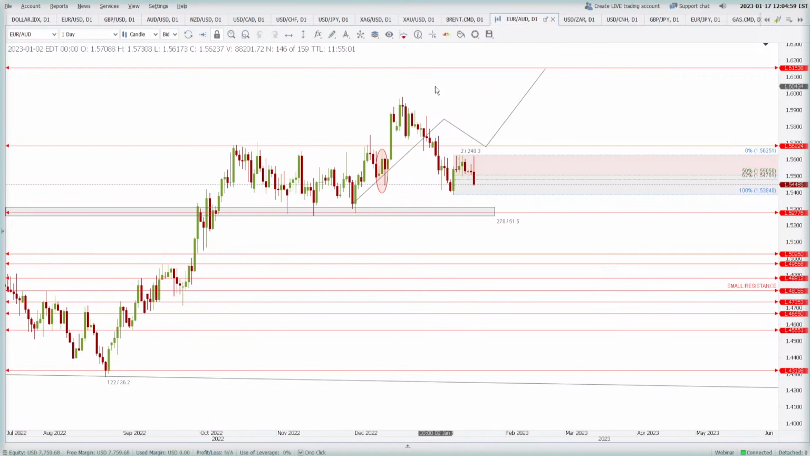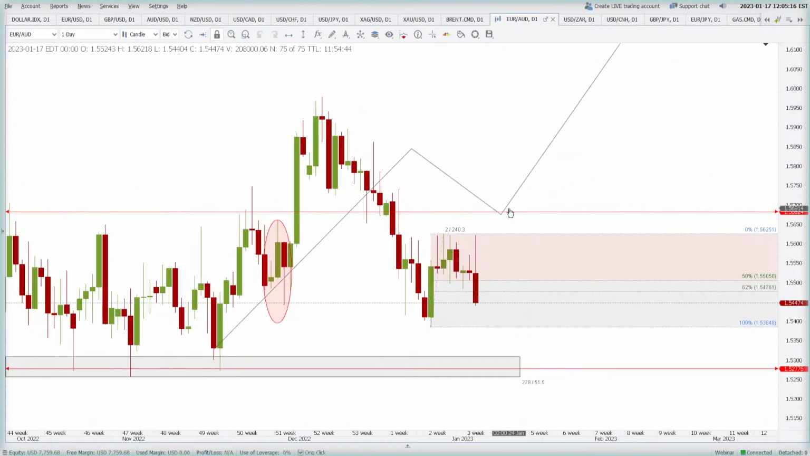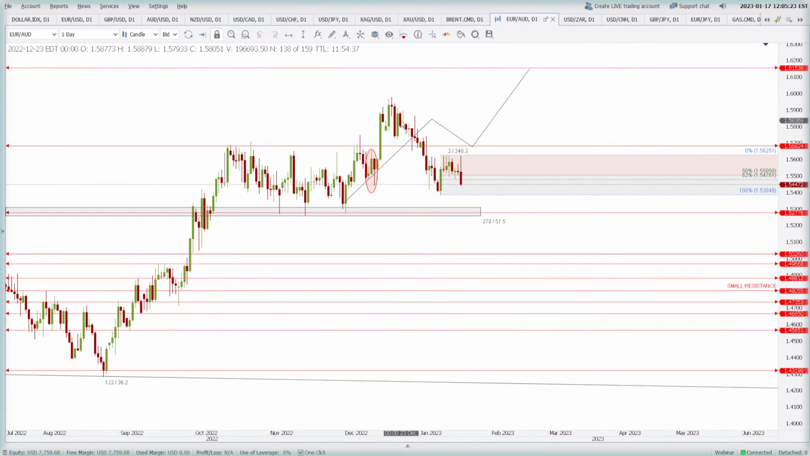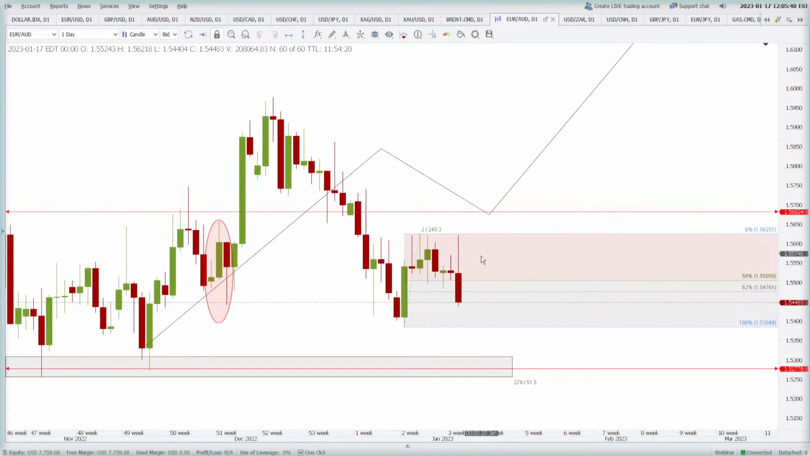Euro against the Australian dollar. Market structure break, then again a break. Today's high is around 1.5621, and the high of this particular candle is 1.5625. So we cannot say essentially that it is a bearish engulfing because the high is less than the high of this candle. But yes, this is a very strong bearish candle.